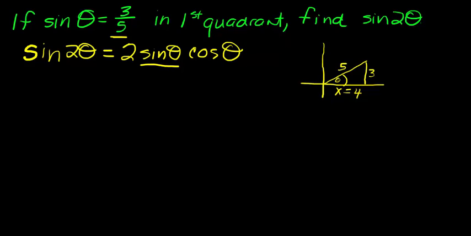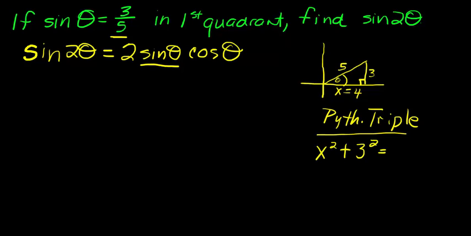You might recognize 3, 4, 5 as a Pythagorean triple. That's a well-used Pythagorean triple. But if you're not sure, we could always use the Pythagorean theorem. Since we have a right triangle right here, it would say that x squared plus 3 squared is going to equal 5 squared. That would tell us that x squared equals 25 minus 9, which is 16.